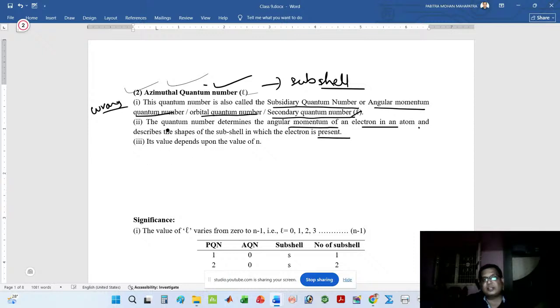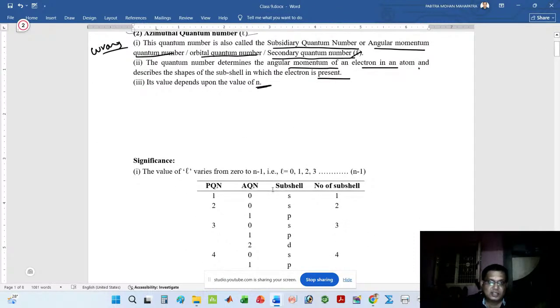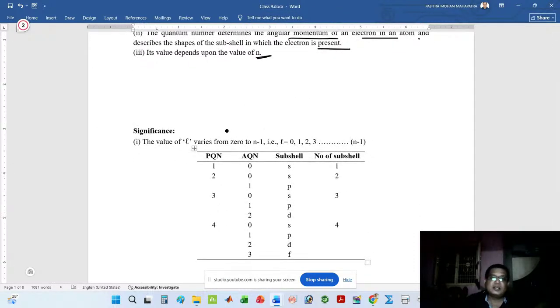Next, the azimuthal quantum number value depends upon the value of n. This is the relationship between l and n. Here n is the principal quantum number. The value of l varies from 0 to n minus 1. 0 to n minus 1 means here I can write small l is equal to 0, 1, 2, 3, 4, up to n minus 1.